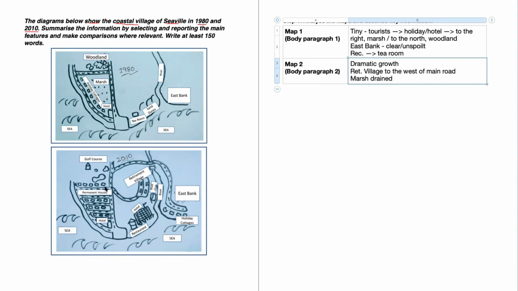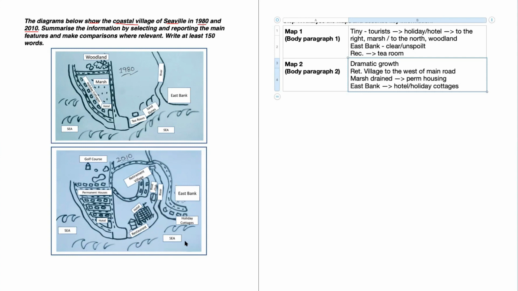It's been drained, and we no longer see these holiday cottages. Instead, we see a hotel, and we see the holiday cottages are right here by the East Bank to the east. So the marsh was drained, and we see that that has made way for permanent houses. So I'm going to say here, permanent houses. And then we see that the holiday cottages and also the hotel here have been constructed on the East Bank. So I'll say East Bank, and I'll talk about the hotels and holiday cottages.